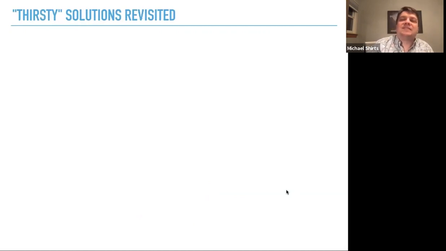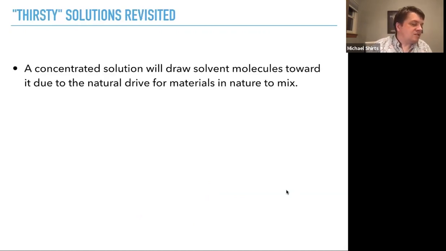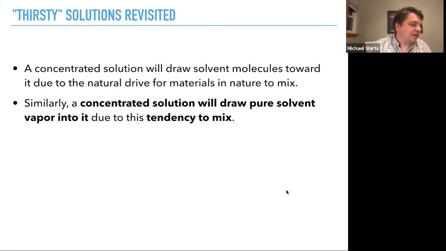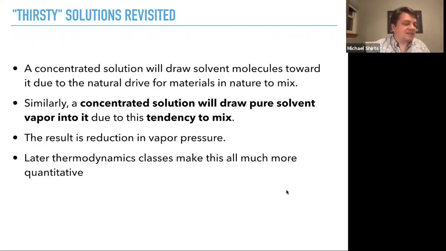So this gets the idea of a thirsty solution. A concentrated solution will draw solvent molecules toward it due to the natural drive for the materials in nature to mix. Similarly, a concentrated solution will draw pure solvent vapor into it in this tendency to mix. The pure solvent vapor will want to go into the mixture. So later classes in thermodynamics will make this all much more quantitative. But for now, the basic idea is a solution is more stable than a pure substance, because of the mixing.